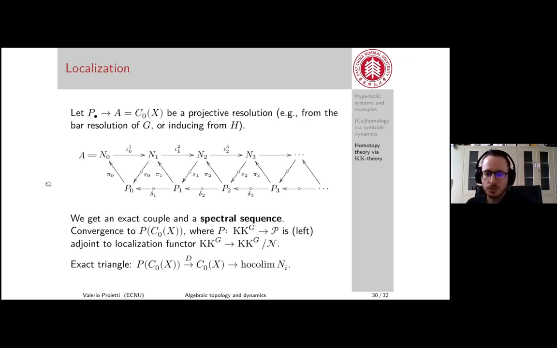And I just want to discuss where the spectral sequence converges. Well, it converges to exactly the object I get if I start removing the objects Ni, removing in a certain sense, those objects from A. So the object I get is called PC0x. In particular, it is the image of C0x under the adjoint of the inclusion of the projective objects inside KKG. And I get this exact triangle here.